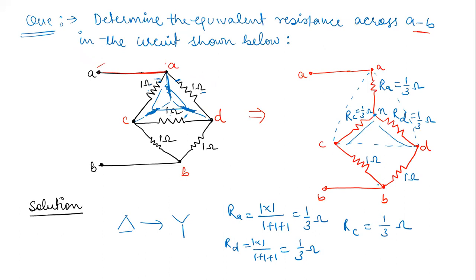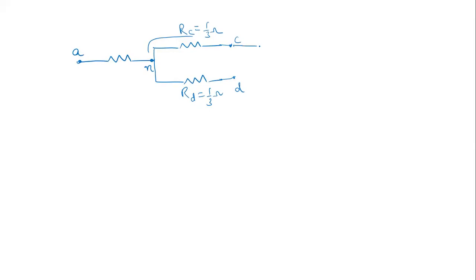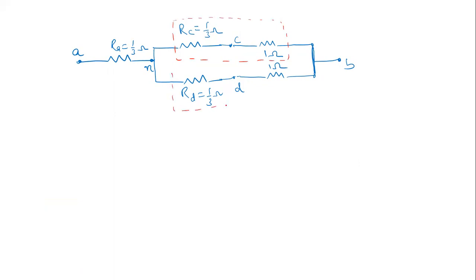Now C to B and D to B, there are two resistances. Now from C to B and from D to B also, that means this is short and this is a B point, right? So C to B and D to B, we have resistances of 1 ohm each. So this is 1 ohm and this is also 1 ohm, right? Now we can see that this is RA, which is equal to 1 by 3 ohm. So we can see that these two resistances are in series, and these two resistances are in series.